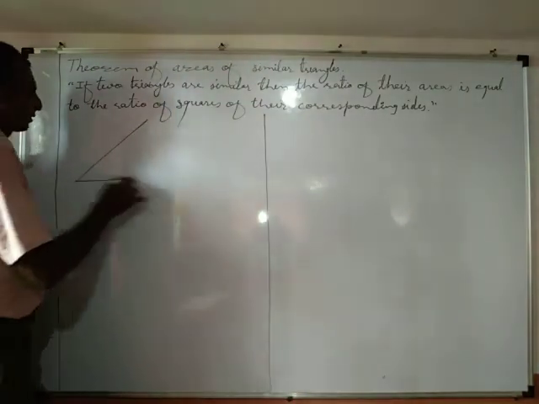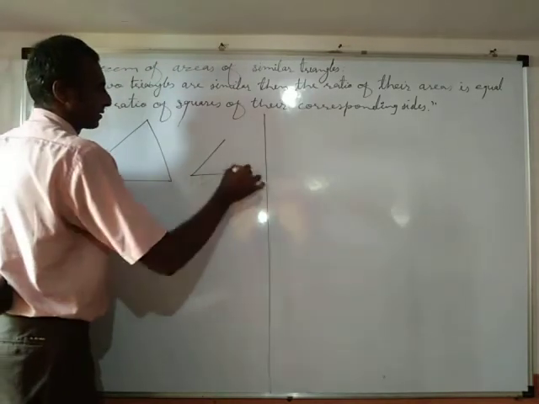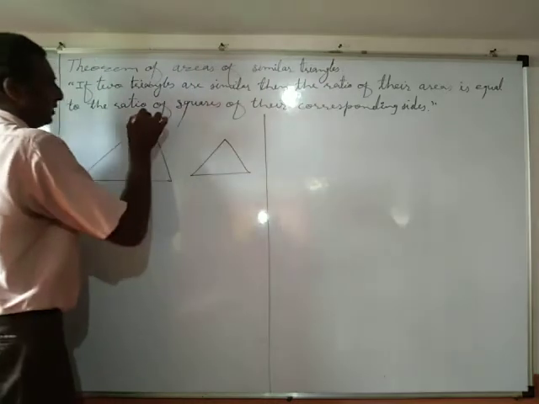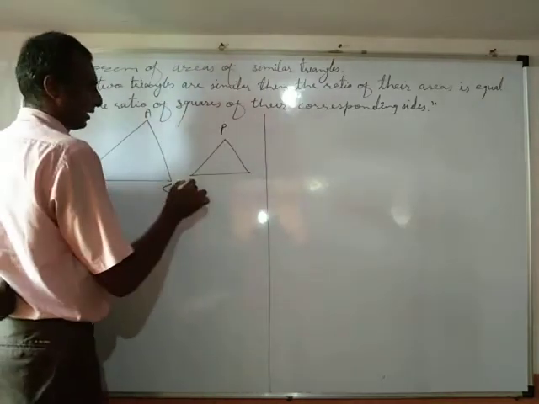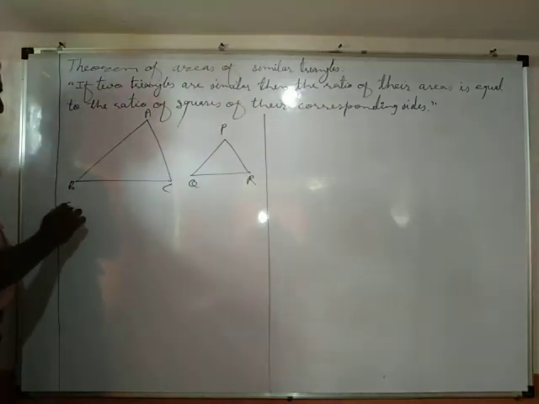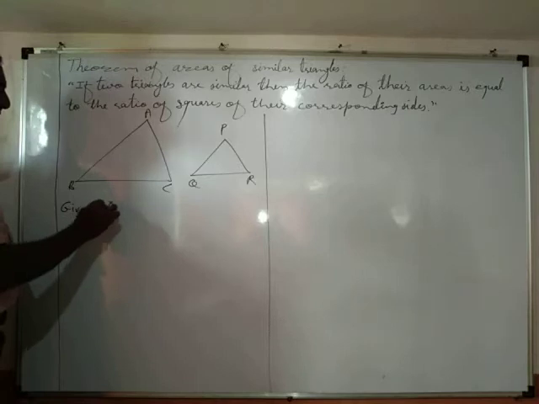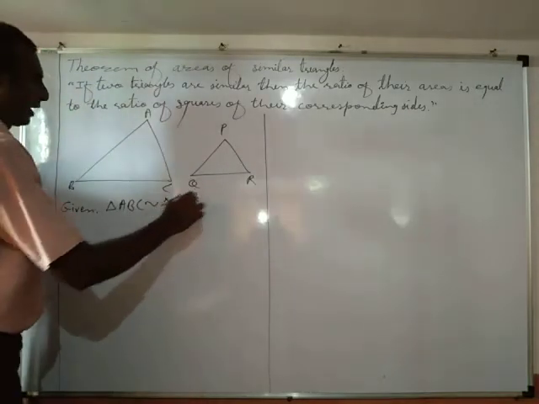As per this statement, we need a pair of similar triangles. Let's suppose there is a pair of similar triangles. Let their names be triangle ABC, similar to triangle PQR. Okay? Let's mention given: triangle ABC is similar to triangle PQR.